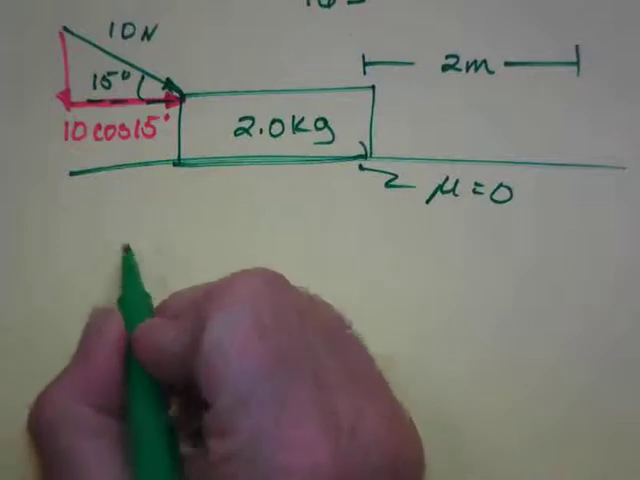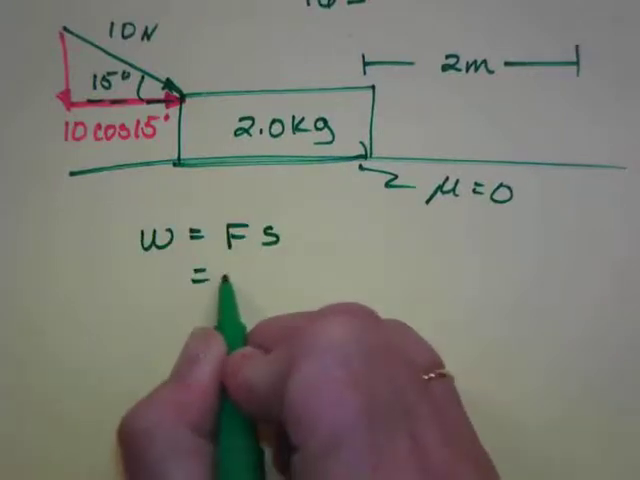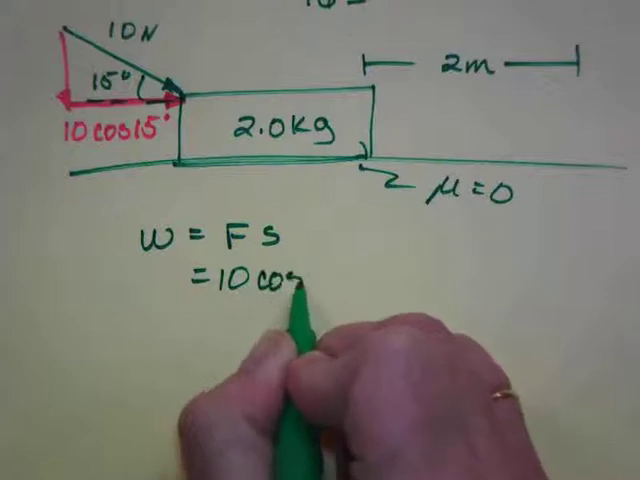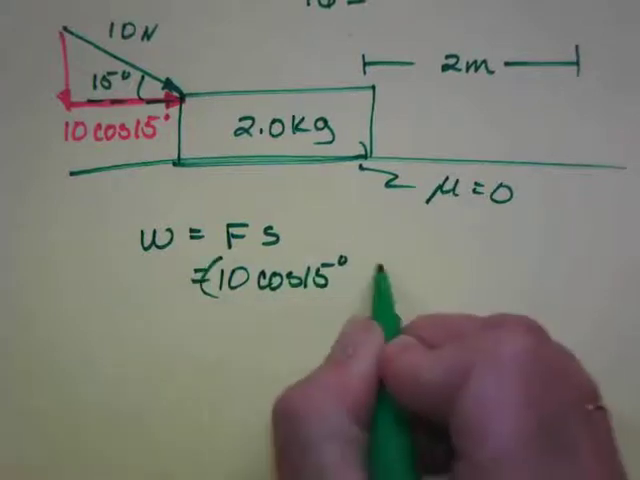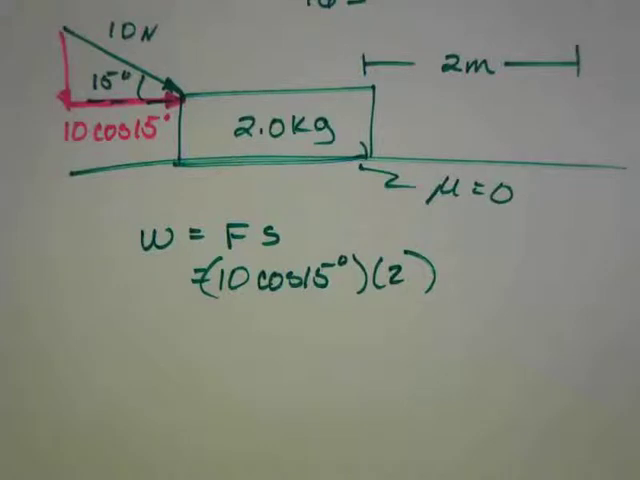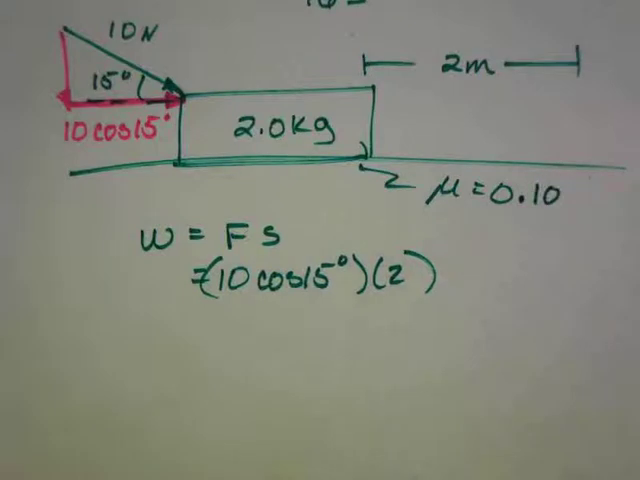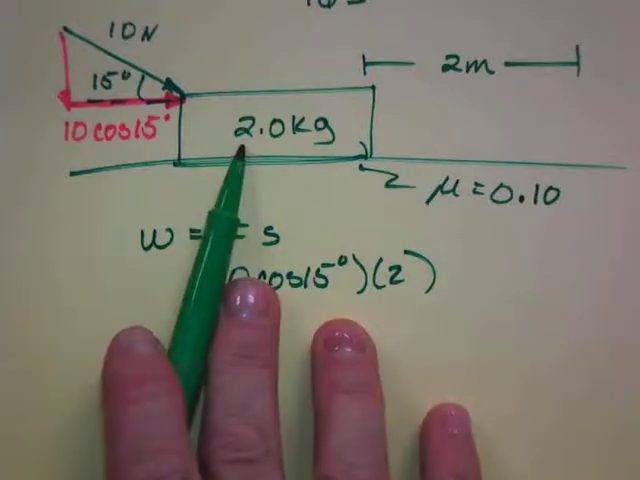2 meters is still the distance. We don't even care about the mass at this point, right? So work equals force times distance, 10 cosine 15 times 2. That will change, however, if I throw in some friction.